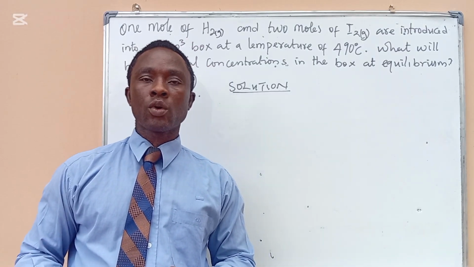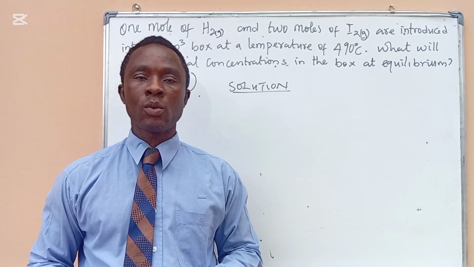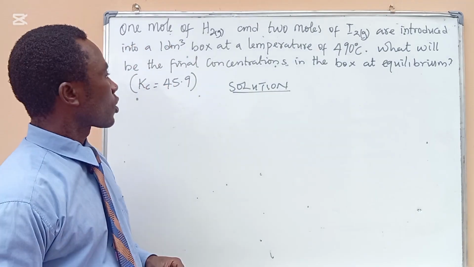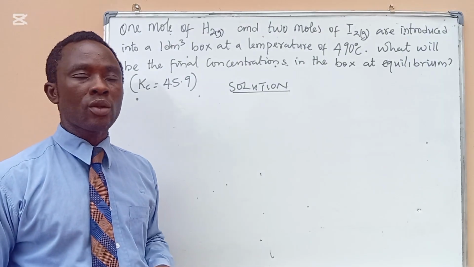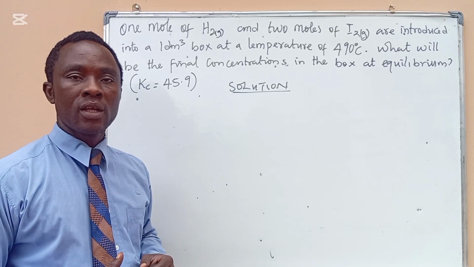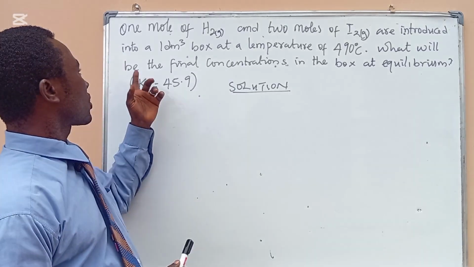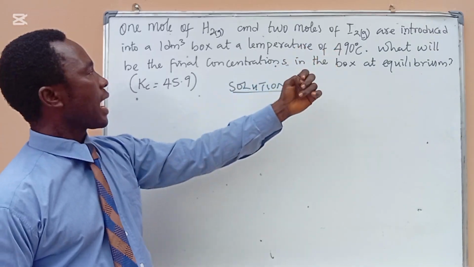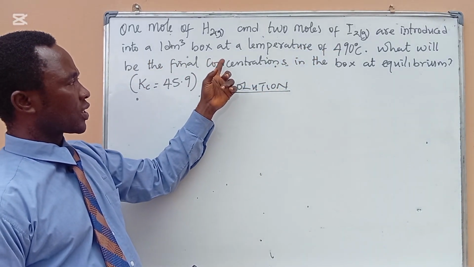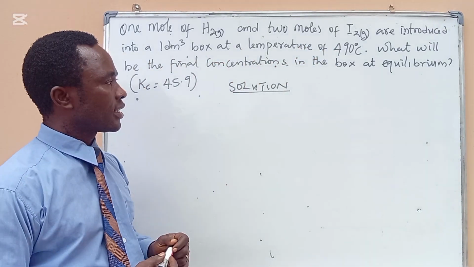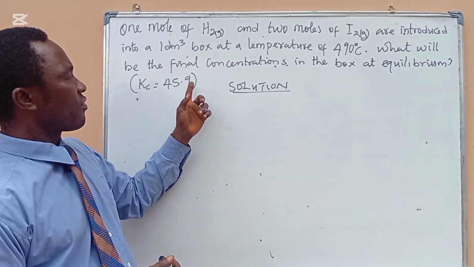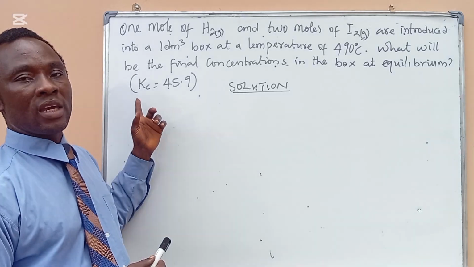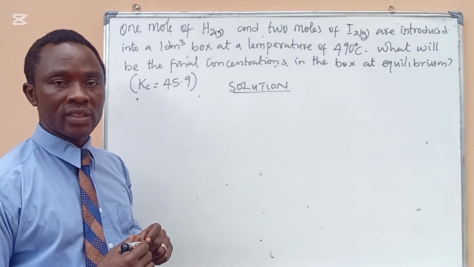Welcome. In this class, we continue with calculations involving equilibrium. Now, if you look at the board, we are given a question to find the concentration of each of the species that is present at equilibrium. It says 1 mole of hydrogen and 2 moles of iodine are introduced into a 1 dm cube box at a temperature of 490 degrees Celsius. What will be the final concentrations in the box at equilibrium? We are given the equilibrium constant to be 45.9.